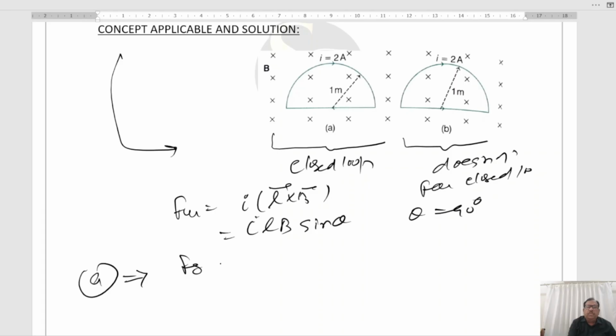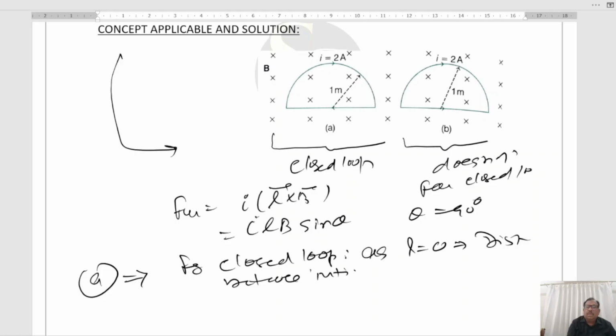For closed loop, as L equal to 0, that is the distance between initial and final position is same. Therefore, Fm equal to 0.